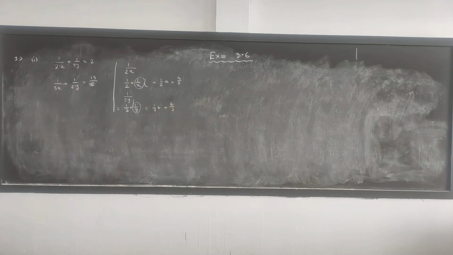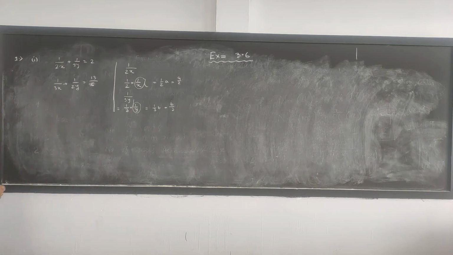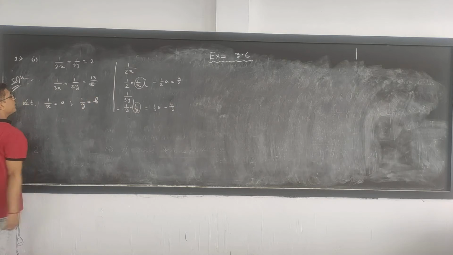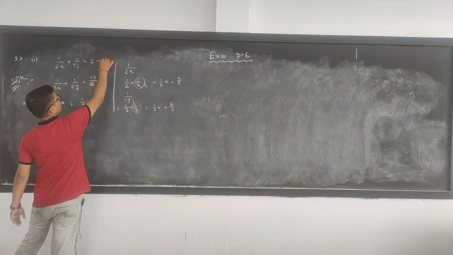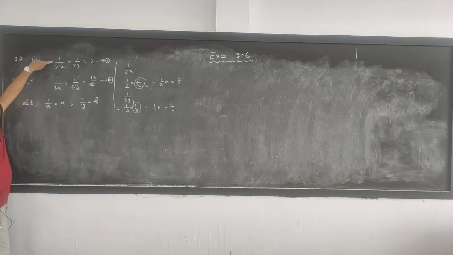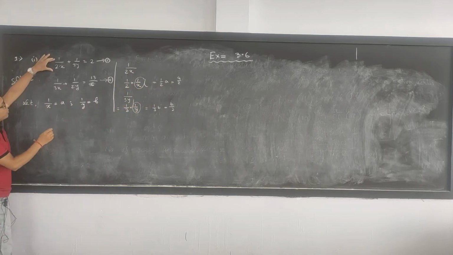So hope you have got the idea. If you have not understood, repeat the video and watch it once again. So what we are going to do is take the substitution: let 1 by x be a and 1 by y be b. Suppose this is equation number 1 and this is equation number 2. Then how can equation 1 be written? 1 by 2x can be written as a by 2.